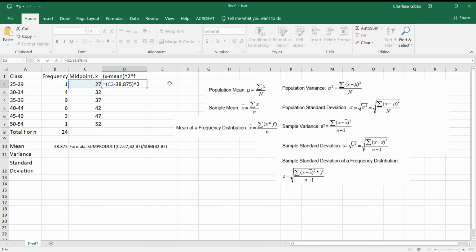Caret button 2, so that would be shift number 6 if you were having issues finding that earlier. Times my frequency. I'm going to leave this here so you can pause if you need to. So this is x minus mean squared times frequency. And I'm going to hit the enter button.